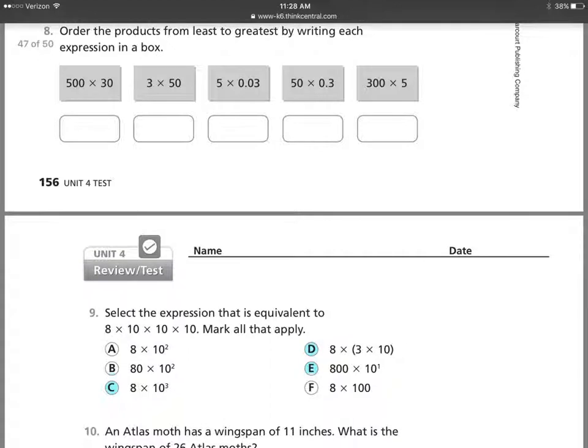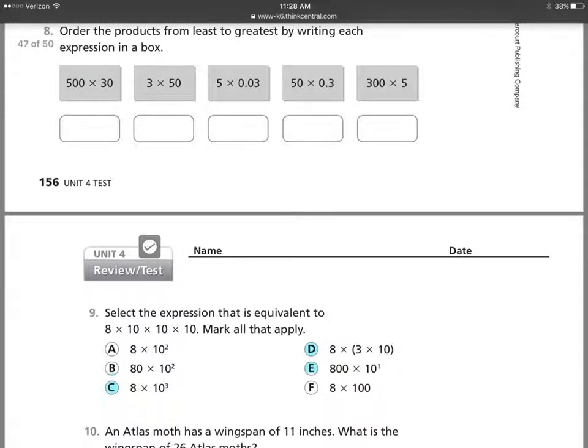Number 8, you're going to need to order the products, those are answers, from least to greatest by writing each expression in a box. You might see the least to greatest in the review, but you might see that reversed on the test, so make sure you're paying very close attention to the wording here. You have them in the right order.